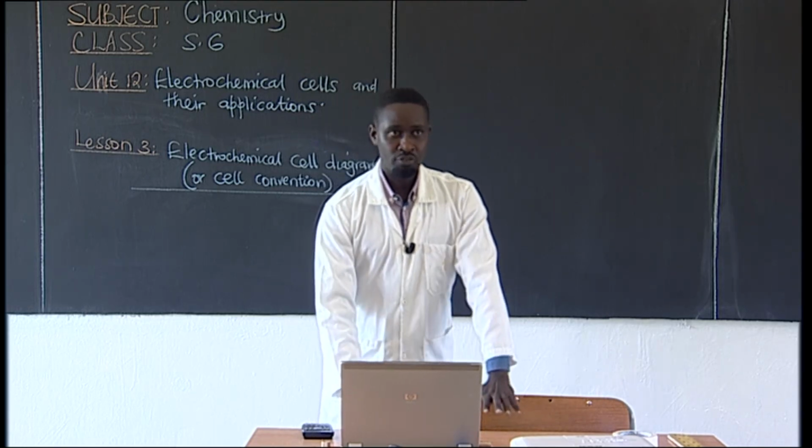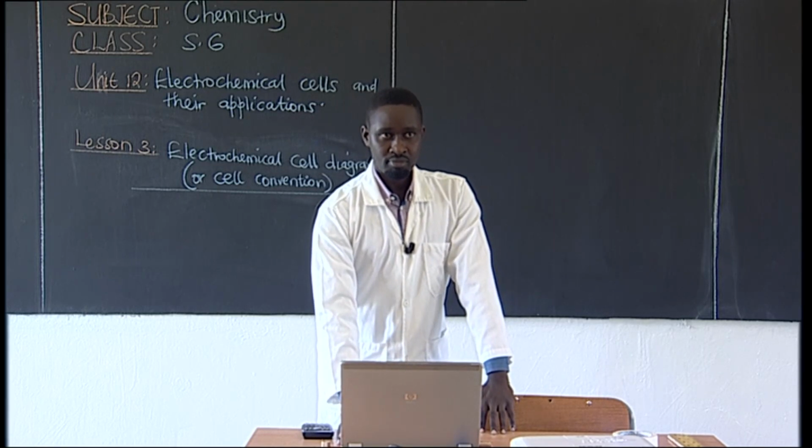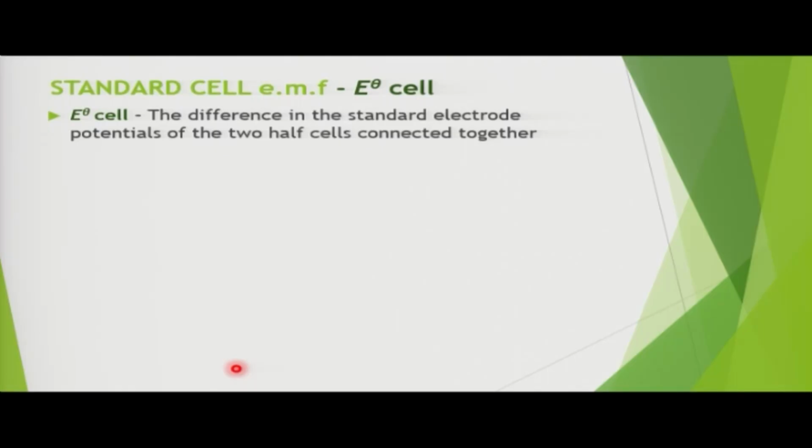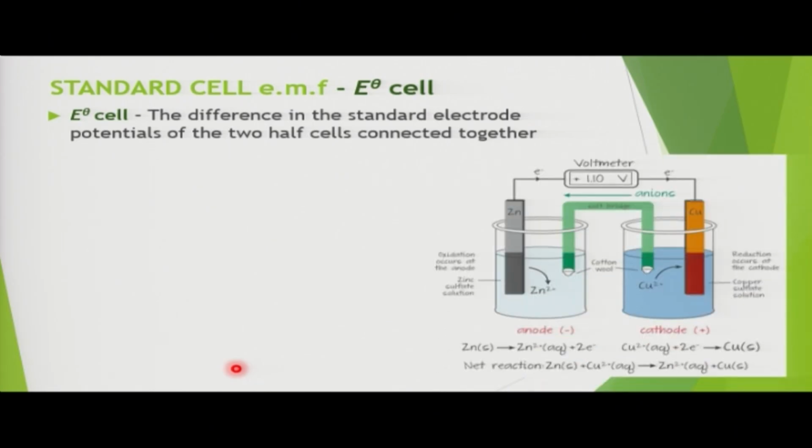So let's do a few components here. The standard cell EMF. This is simply the difference in electrode potential between two half cells connected. Like connecting copper and zinc, you'll get a voltage of 1.10 volts. So that voltage is the difference in the potential of one cell and the other.